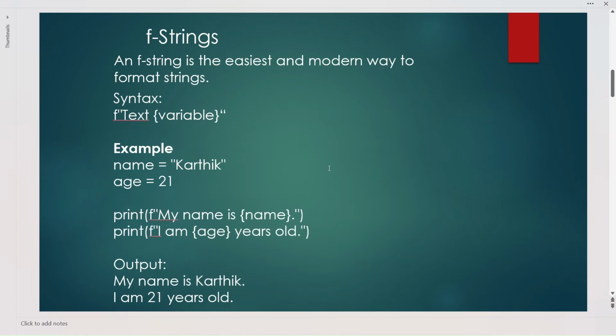So what are f-strings? Now suppose I have two variables, name and age. I want to print both values together in a sentence. What am I going to do? See here I gave an example. I gave the variable name as name with the value Karthik, and the variable name as age with the value 21. So these two values I have to print in between a sentence. What do I have to do?